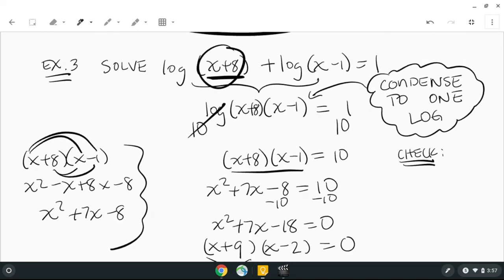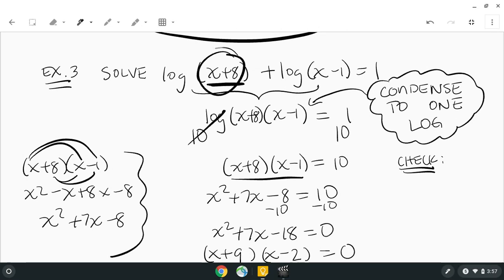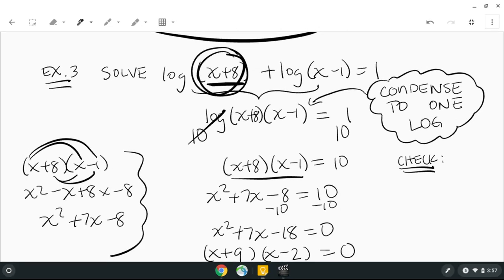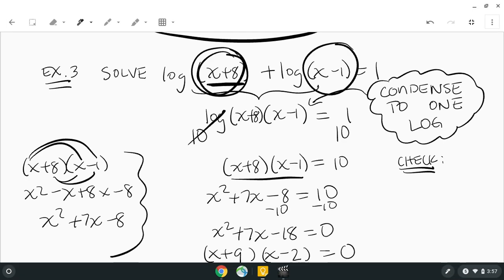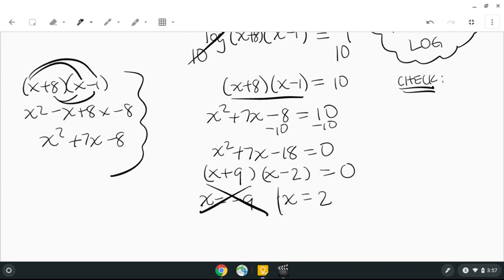The other one was 2. When I plug into this one, I get 10. So far, so good. When I plug into in here, I get 1. And so here, our only answer is x equals 2.